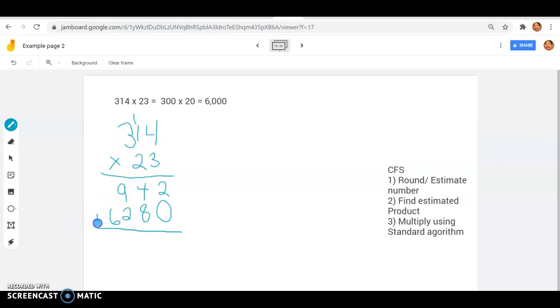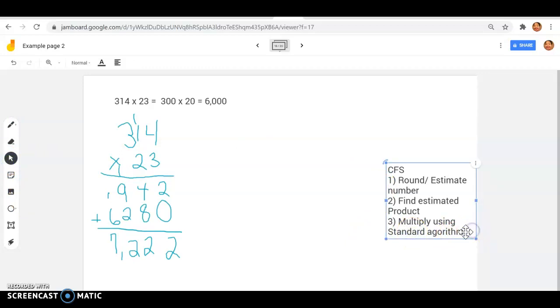And then we're going to add them all together. So we know 2 plus 0 is 2. 8 plus 4 is 12. Drop the 2, carry the 1. 9 plus 2 is 11, plus 1 gives us 12 again. Drop the 2, carry the 1, and then 6 plus 1 is 7. So our exact answer is 7,222.